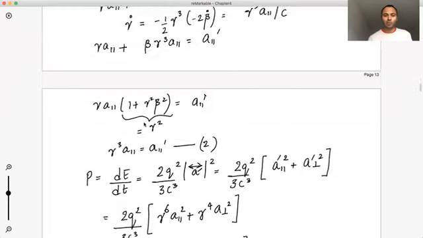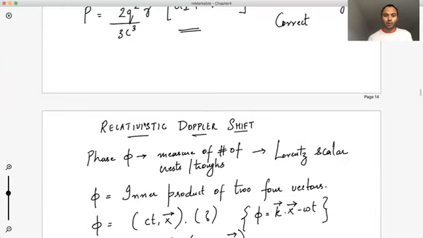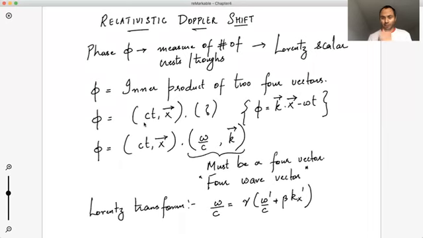Okay, with that out of the way, I want to talk about relativistic Doppler shift. And I want to kill 2 birds with 1 stone here. I want to do this by also introducing a new 4 vector. And that comes from the realization that phase has to be a Lorentz scalar. So I'm going to give you a heuristic reason for it. Let's see if you find it convincing.